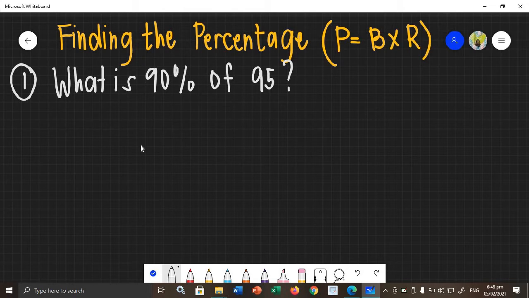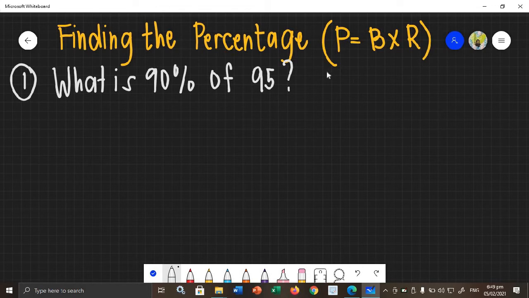So as you can see here, ang given natin is 90%, which is definitely your rate. And then 95 is your base. Ang nawawala is kapag daw minultiply natin si 90% and 95, what will be our answer? Which is your percentage. Okay? Kapag sinabi kasi nating "of," that involves multiplication. So technically, ang nawawala dito is yung percentage. Okay? Kaya ang gagawin natin, we need to multiply 95 and 90%.